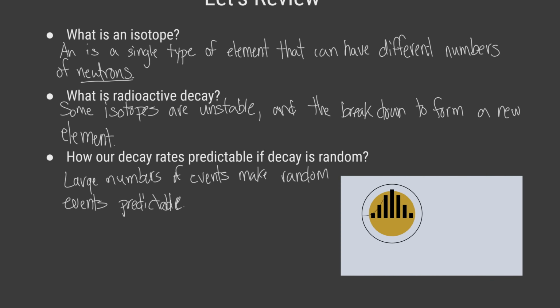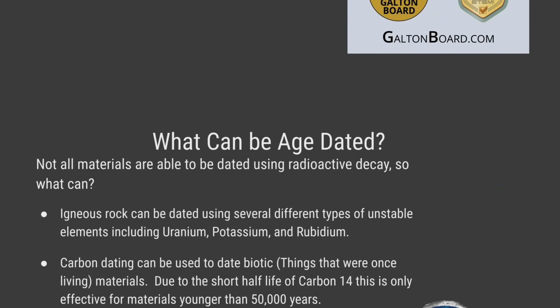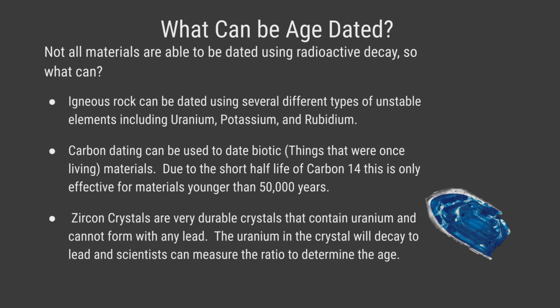All right, let's keep going on to some new material here. What types of materials can use absolute age dating? Because not everything can. Not all materials are able to be dated using radioactive decay. For example, sedimentary rock cannot be aged with radioactive decay. It doesn't have the right minerals to do it, which creates a problem because that's where we find fossils. So it's really hard to age the rock that fossils are in directly.